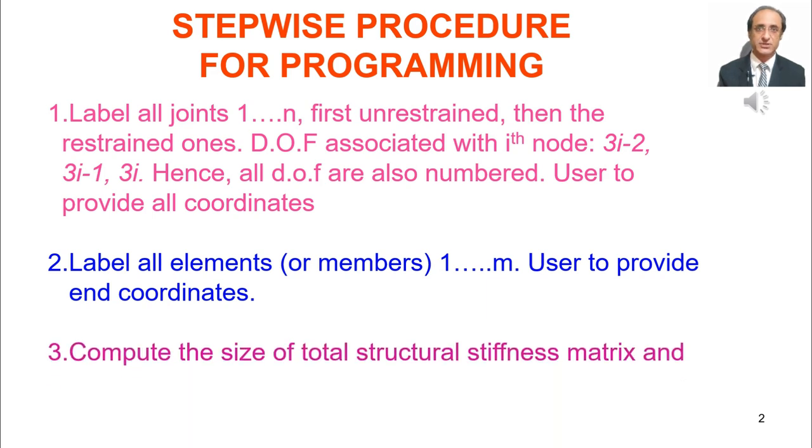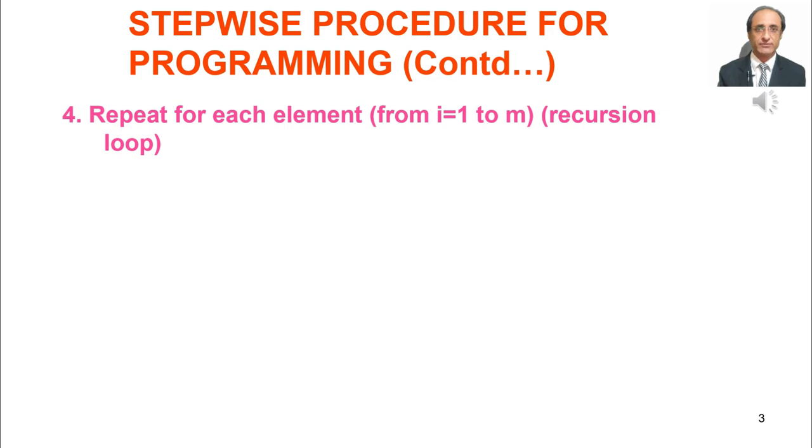Then once we have this information, we compute the size of the total structure stiffness matrix, create a matrix with all 0 elements. This is called as the process of initialization. That is, we create a variable and we initialize all the elements to 0. Now we can set up a recursive loop covering all elements. So we repeat for each element starting from member number 1 to member number m.